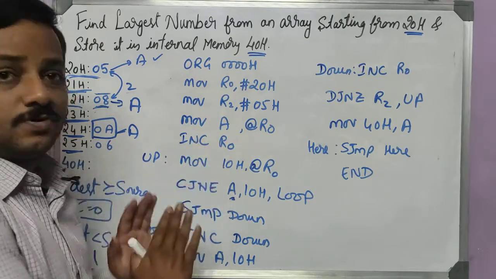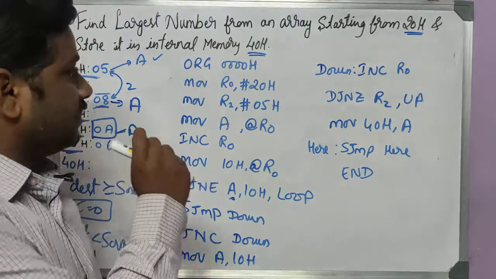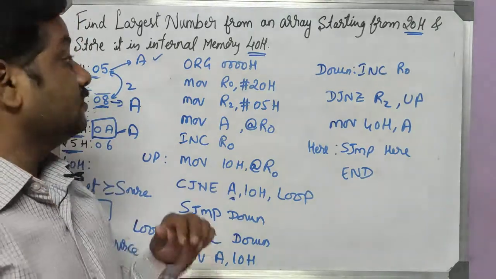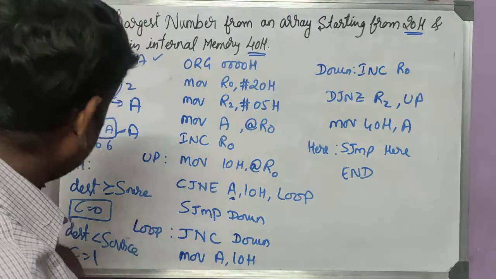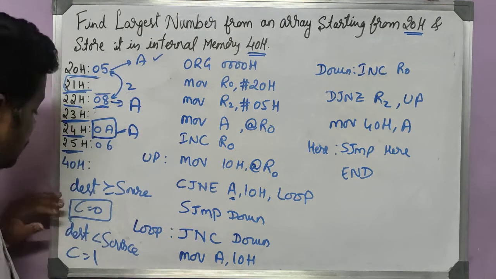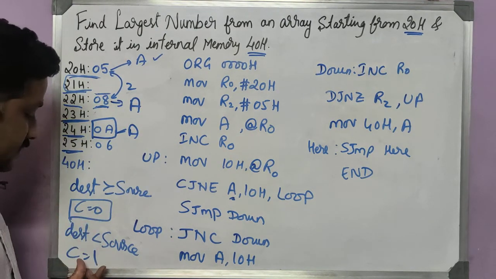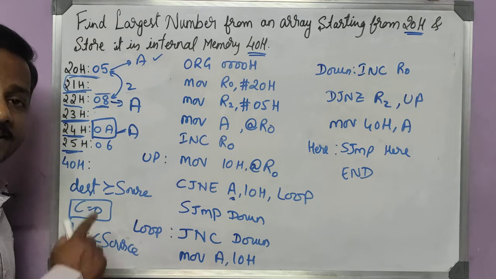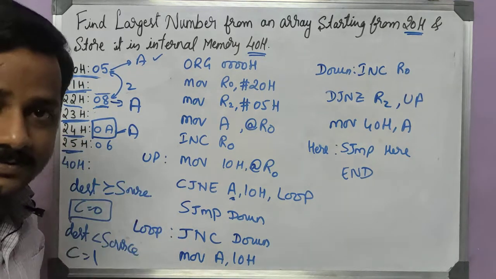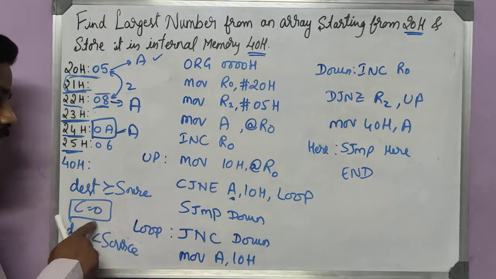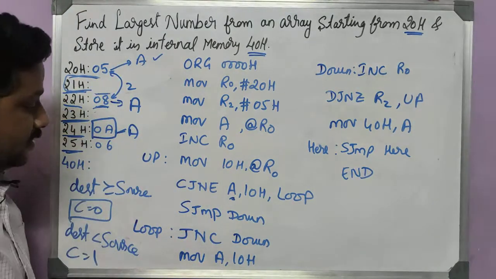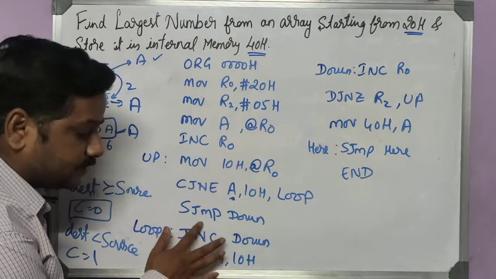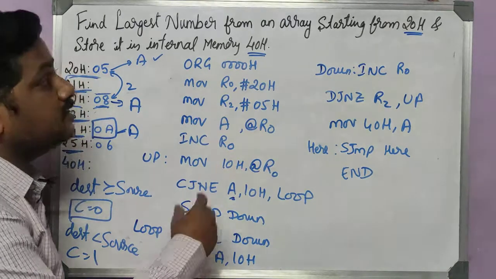I will not change the program. Only one instruction has to be changed so that we can find the smallest number. I'll just tell you the logic. See what we have done here. If there is a carry, then it indicates that the accumulator is having the smallest number. If there is no carry, then the accumulator is having the largest number. That is what we understood here, right? So just by changing this, we can get the smallest number.